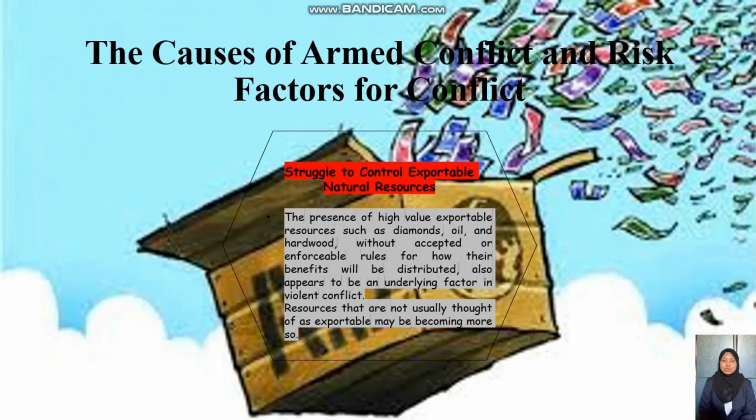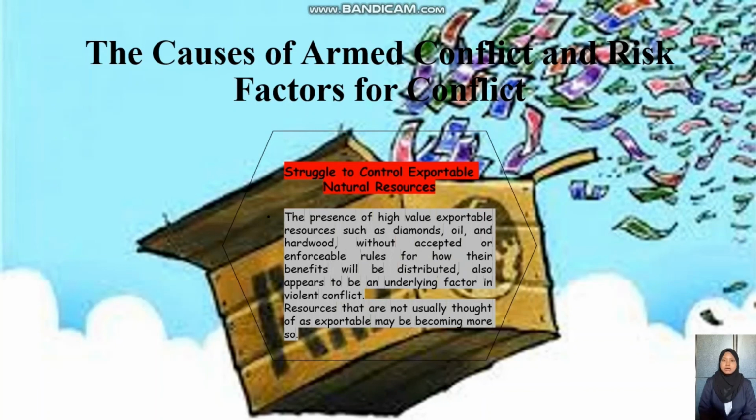Lastly, struggle to control exportable natural resources. The presence of high-value exportable resources such as diamonds, oil, and hardwood, without accepted or enforceable rules for how their benefits will be distributed, also appears to be an underlying factor in violent conflict. Countries are prone to civil war when faced with low income, slow growth, and dependence on primary commodity exports.